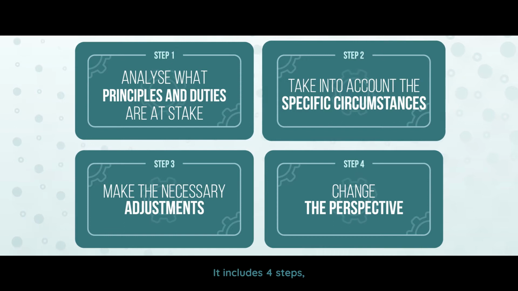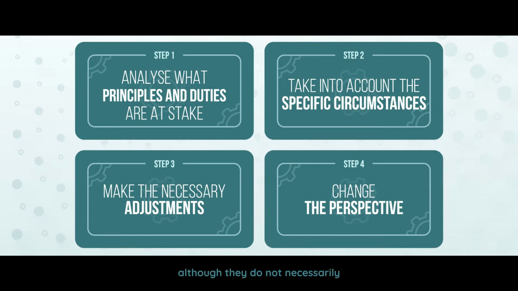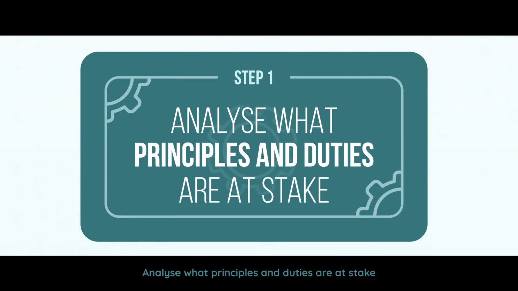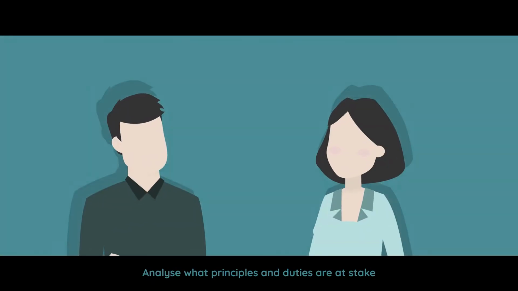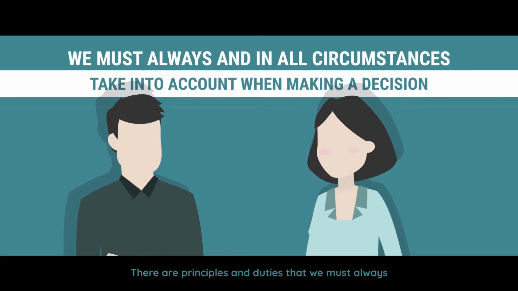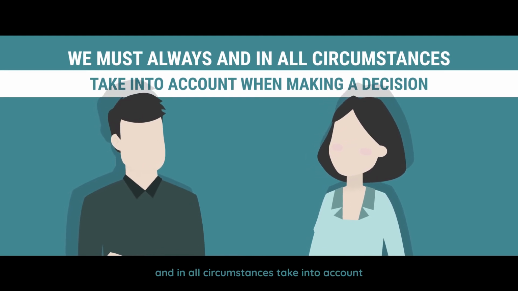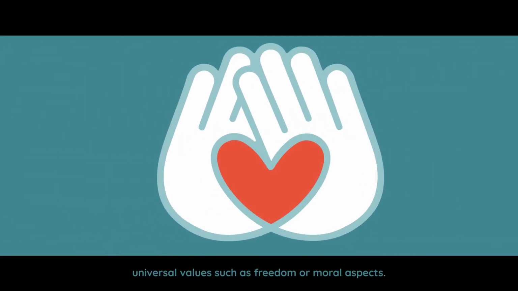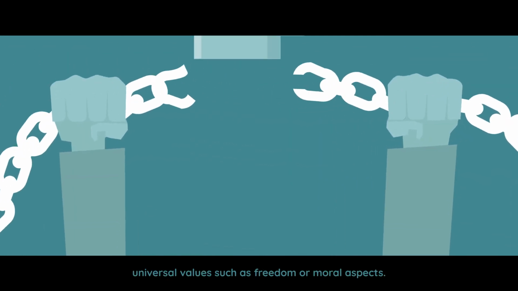It includes 4 steps, although they do not necessarily have to be followed in this order. Step 1. Analyze what principles and duties are at stake. There are principles and duties that we must always and in all circumstances take into account when making a decision. Human rights, universal values such as freedom or moral aspects.